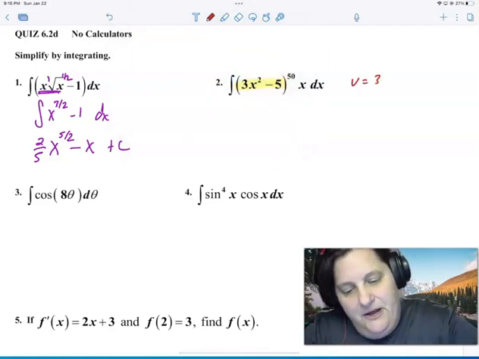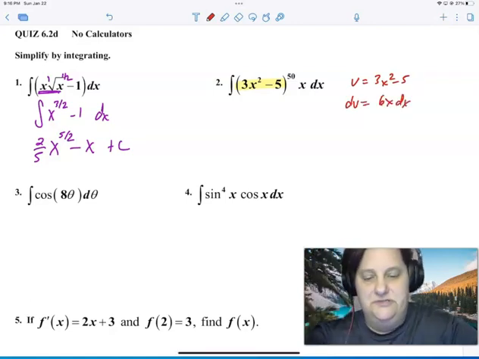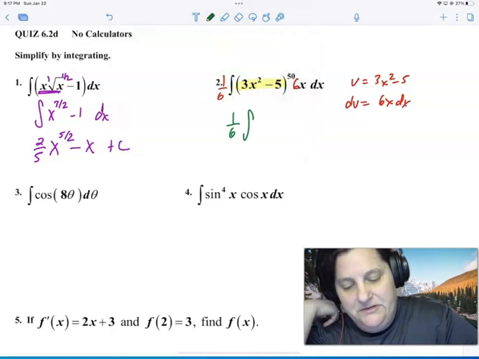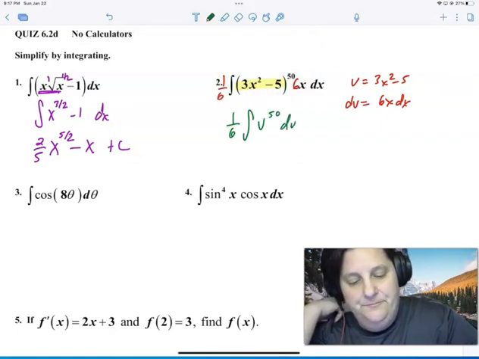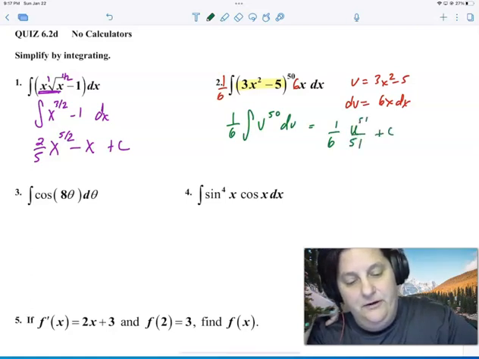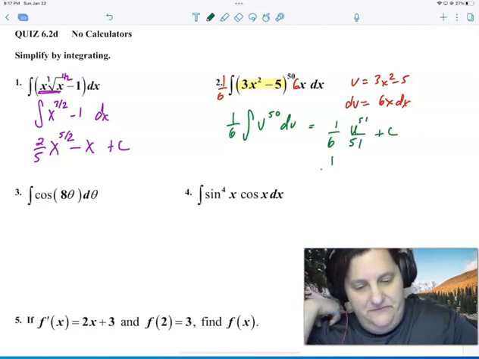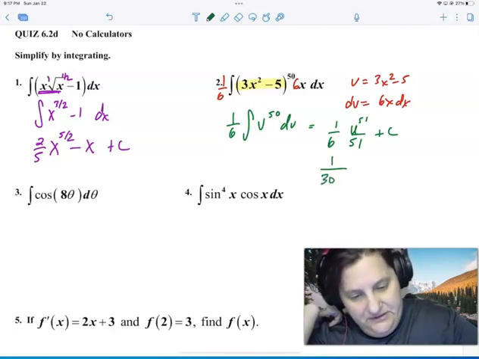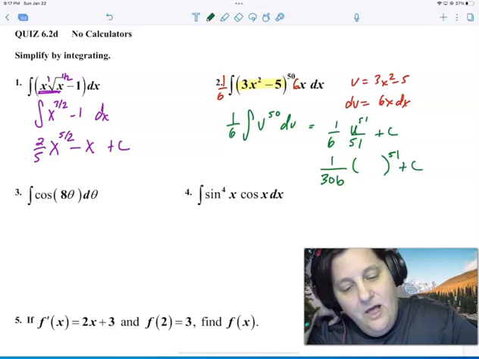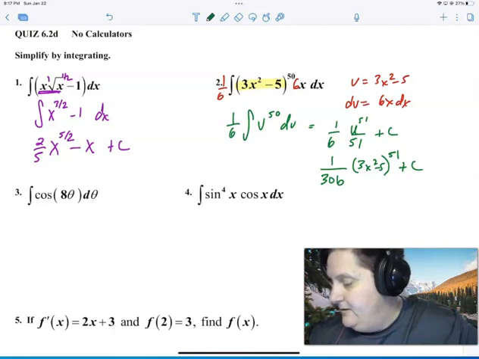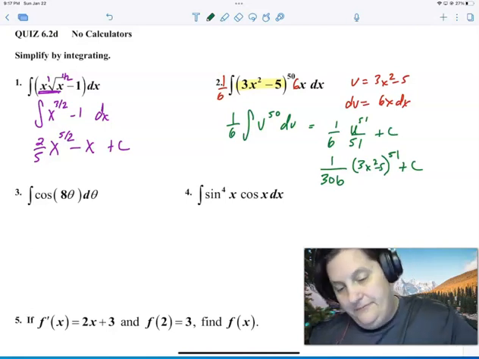All right, this is u sub. You guys are getting kind of fast at these at this point. All right, so the du is 6x dx, so I need my 6 and my 1/6. And this turns into 1/6 u to the 50th du, which is 1/6. If I add 1, u to the 51 over 51. So I don't think I'm going to, well, I guess I can multiply 6 and 51. What's that, 306? Okay, I was not going to multiply that, but that's fine. 3x squared minus 5. All right. There we go. Okay.